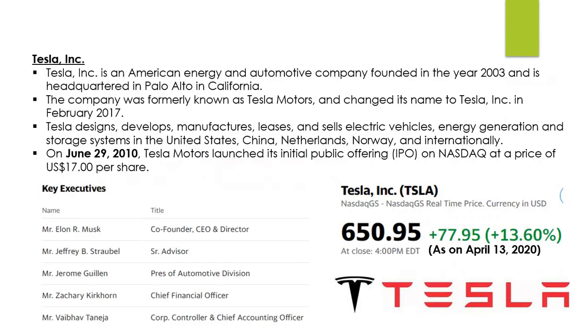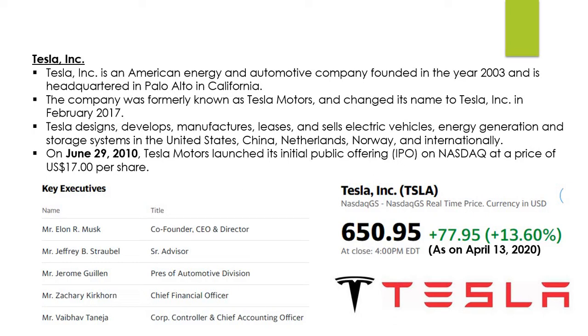using ARIMA model. A quick background of the company before I begin. Tesla is an American energy and automotive company founded in the year 2003, and it's currently headquartered in Palo Alto, California. The company was formerly known as Tesla Motors, and it changed its name to Tesla Inc. in February 2017. Tesla as a company designs, develops, manufactures, leases, and sells electric vehicles, energy generation, and storage systems in the United States, China, Netherlands, Norway, and internationally.